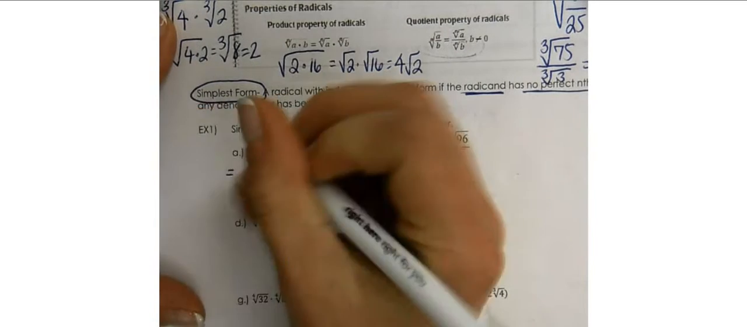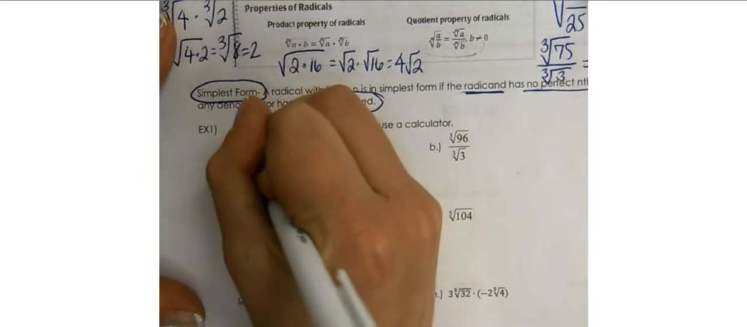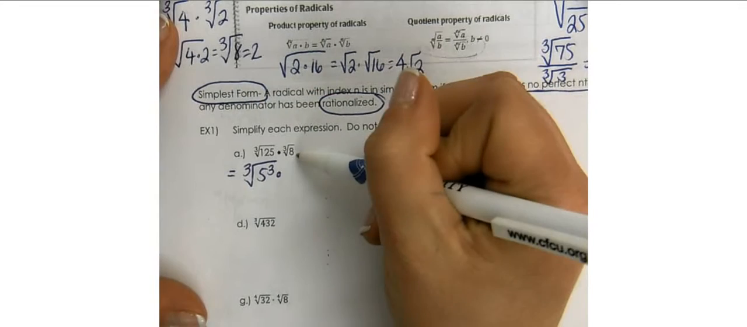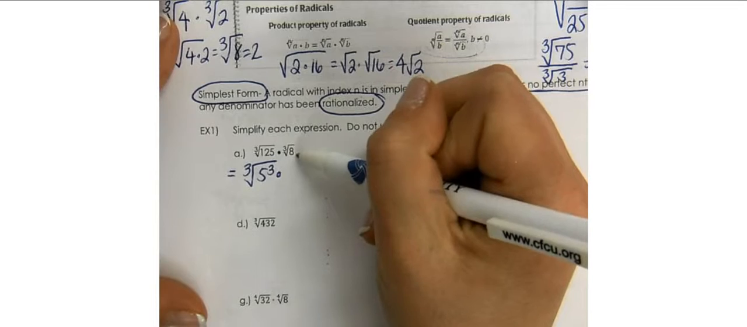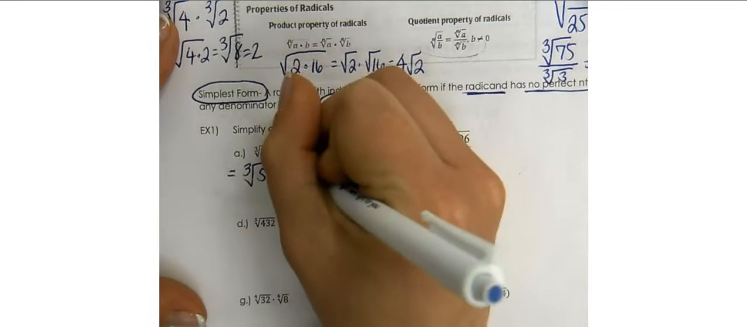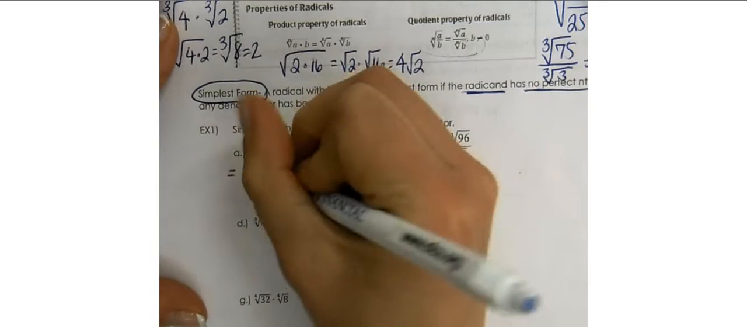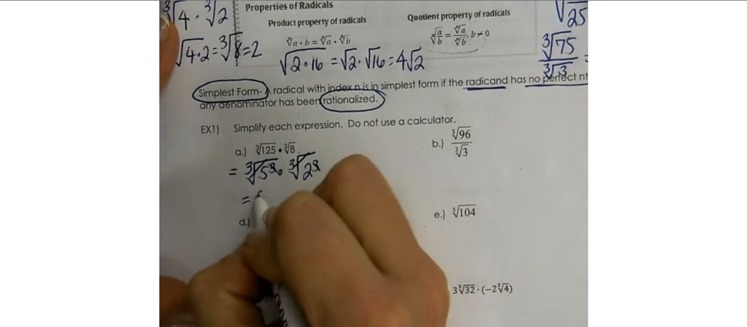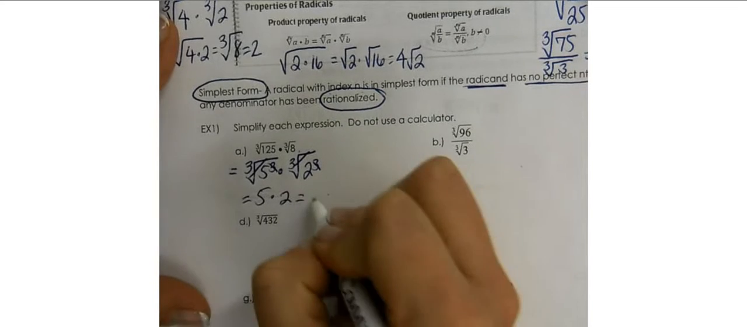So I'm going to rewrite this as the cube root of 5 cubed times the cube root of 8. The number 8, well, we know that 8 is 2 cubed. And the cube and the cube root will cancel out for both of those. So I'm left with 5 times 2, and that's equal to 10.